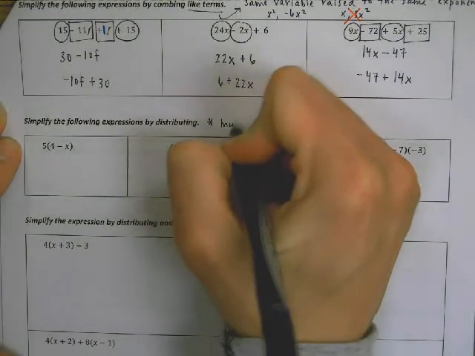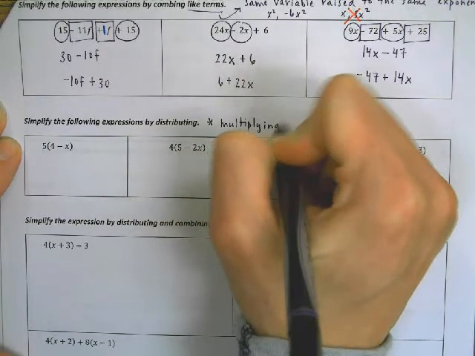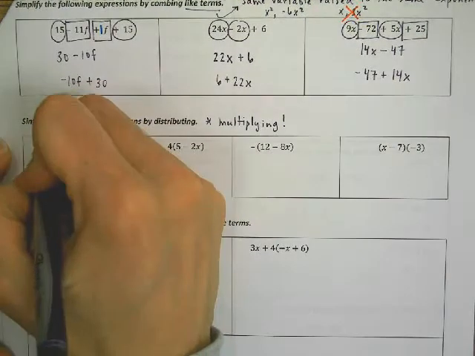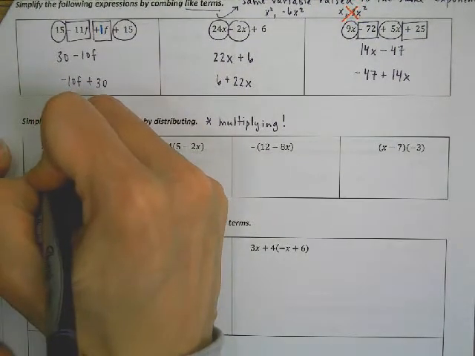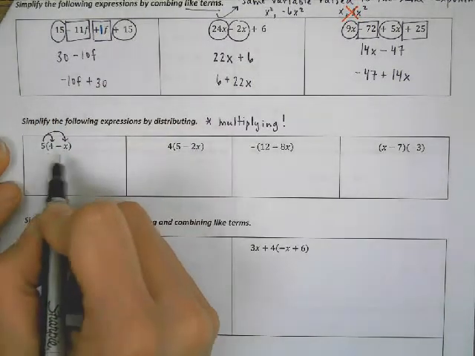And probably the most important thing is to remember we've drawn these arrows in class before, right? And that's to remind us that we need to multiply both of those terms that are in the parentheses. So when I draw this first arrow, it reminds me to do 5 times 4, which is 20.